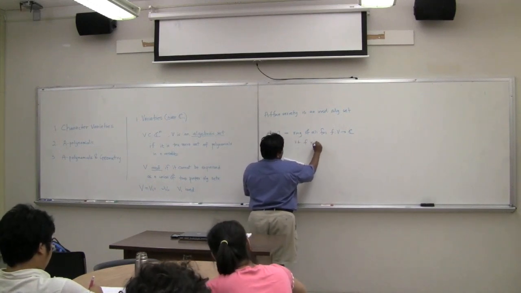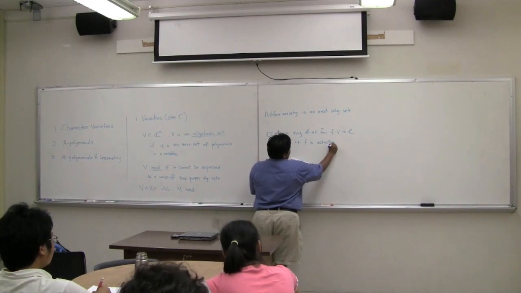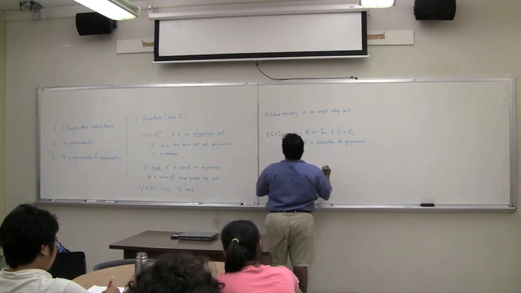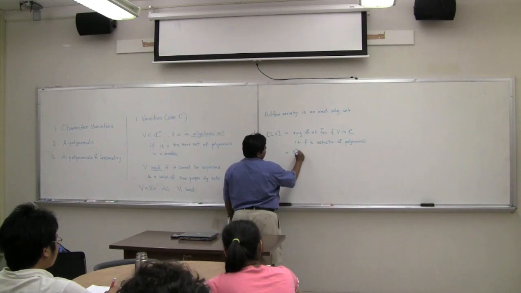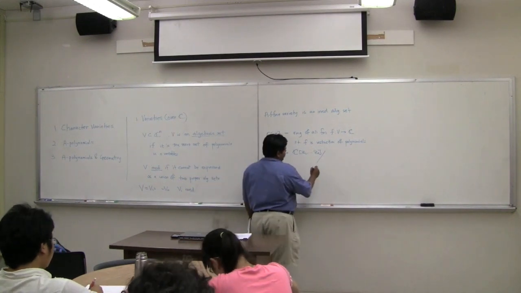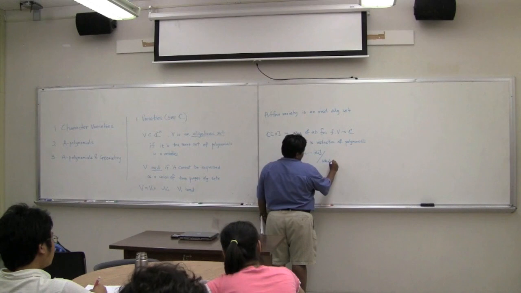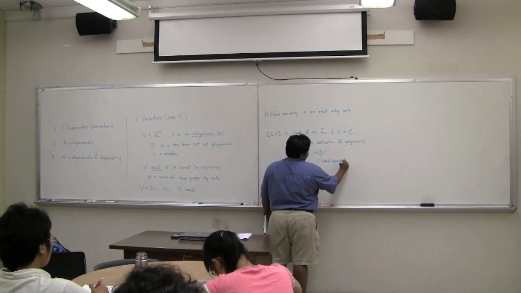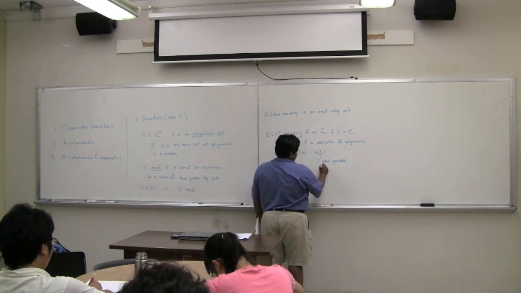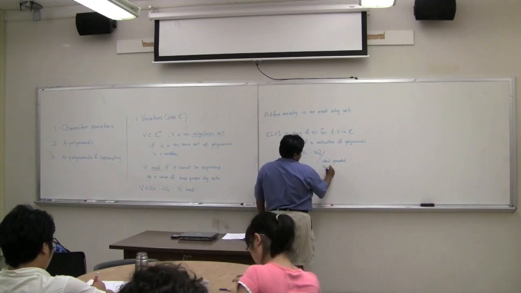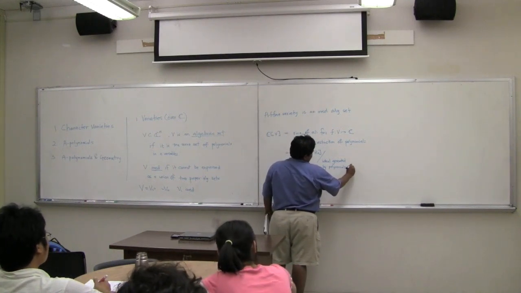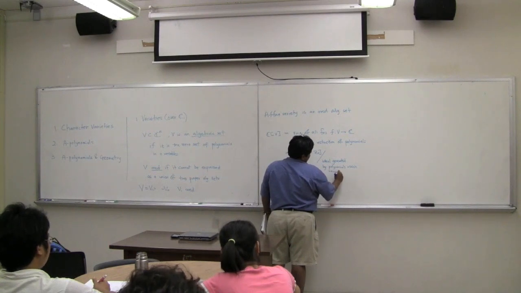Typically you see this coordinate ring as the polynomial ring in n variables modulo the ideal generated by the polynomials which vanish on V.